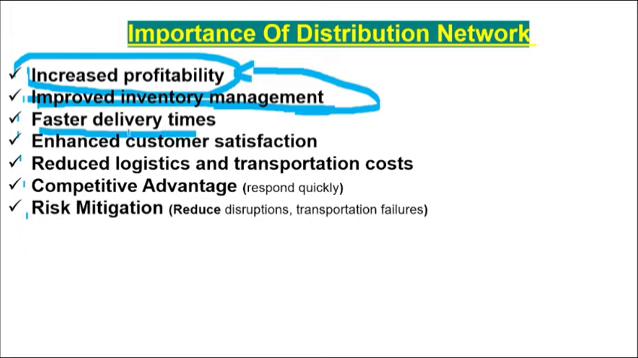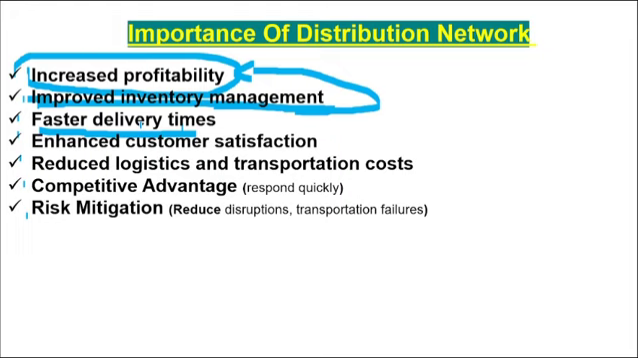Let's see the second point, faster delivery times. If the delivery is going to be in the faster mode, or up to the demand of the customer, like if the customer needs the product in 2 days, and the product reaches the customer on the 2nd day or before that, the customer is satisfied and that will be considered the faster delivery time.